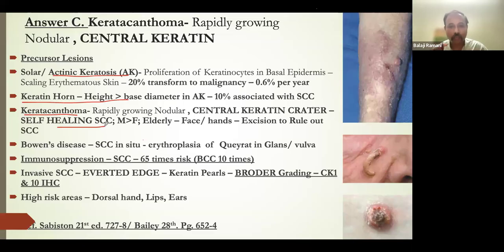This is a question again: how will you manage it? You have to do an excision to rule out an invasive squamous cell carcinoma. So management is still surgery, same as you will do for other lesions. So it is not observation; though it is considered to be self-healing, you will always excise this.